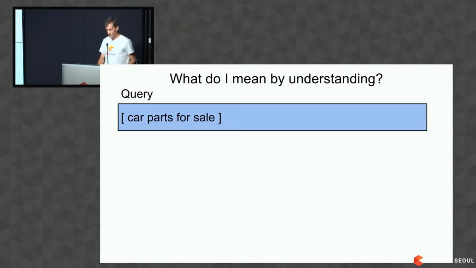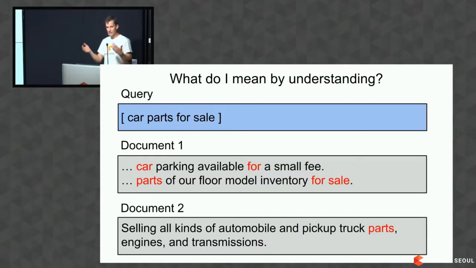Even something seemingly simple as search: if I have this query, car parts for sale, and you just go by superficial characteristics of documents, that first document is going to look like a better match because it has lots of red words in it that match the query. But we all know that the second document is much more relevant to that query than the first. So really understanding what that query means at a deep level, not just the superficial individual word level, is what you need to build good search and good language understanding products.